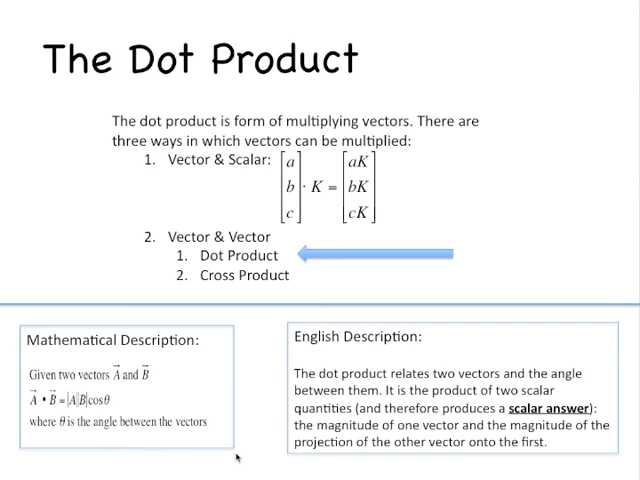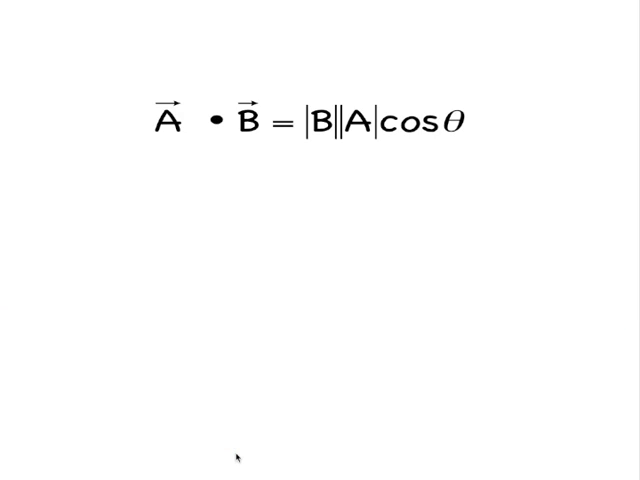The mathematical definition of the dot product, given two vectors a and b: a dot b equals the magnitude of a times the magnitude of b times the cosine of the angle between the vectors. In layman English, the dot product relates two vectors and the angle between them. It is a product of two scalar quantities, and therefore produces a scalar answer: the magnitude of one vector and the magnitude of the projection of the other vector onto the first.